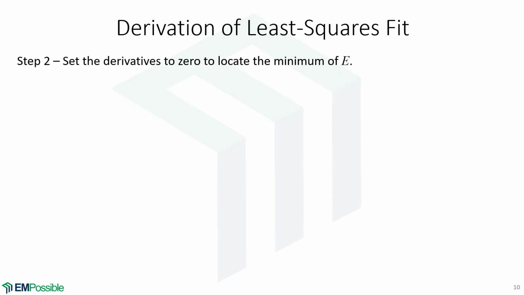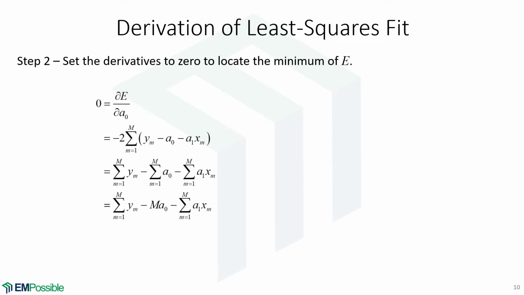Step 2 is to set our derivatives to 0. We derived expressions for the derivatives on the previous slide. Here, we set them equal to 0. So this is what we derived on the previous slide. And now we can write this as 3 summations. We can't do anything with the y sub m or the x sub m, but in this summation, we have m occurrences of A0. So we can get rid of the summation and write that as m times A0.